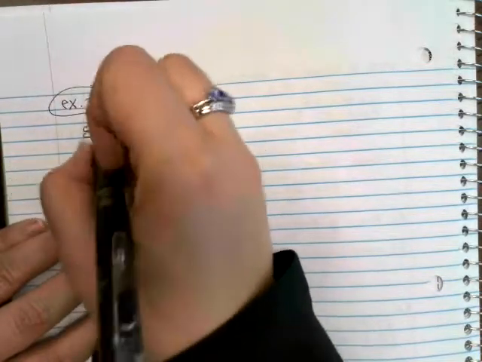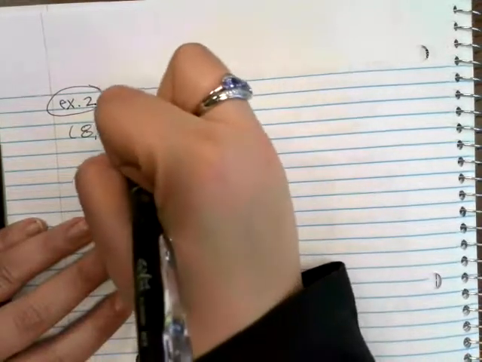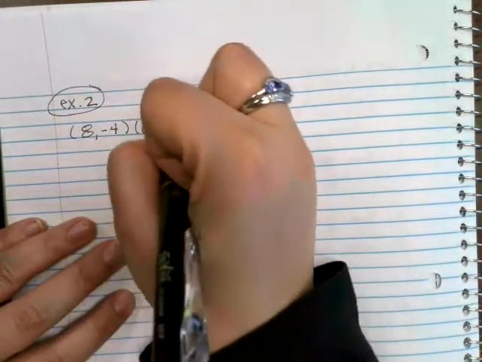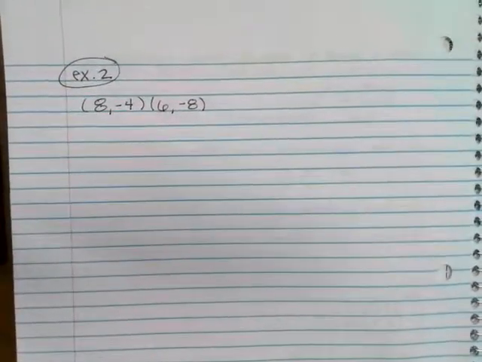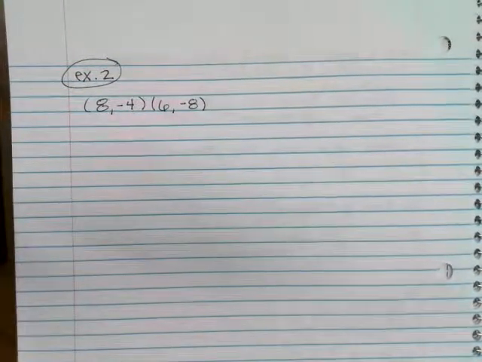Example 2. I'm going to write an equation for the ordered pairs 8, -4, and 6, -8. Well, step 1, to make the notebook not crooked, hopefully it's not for you.